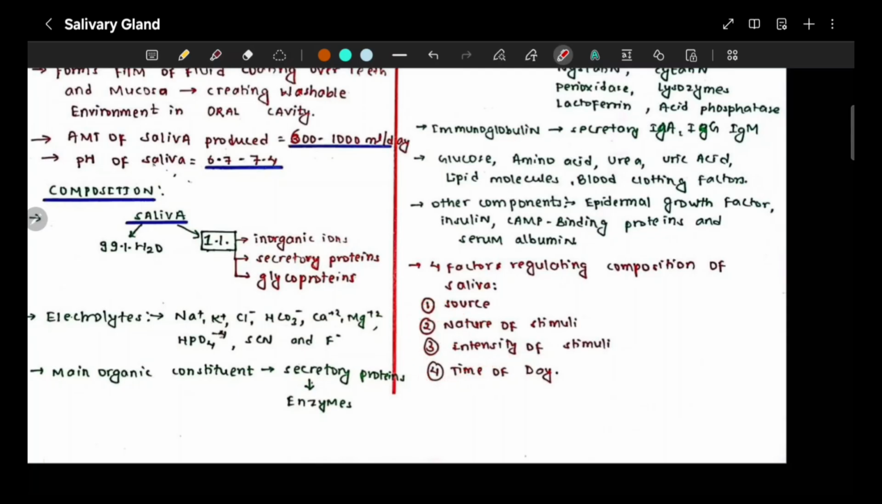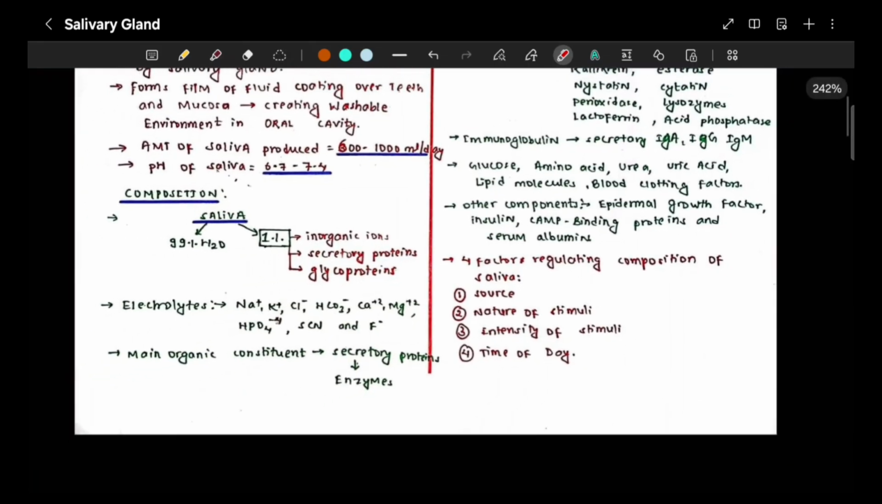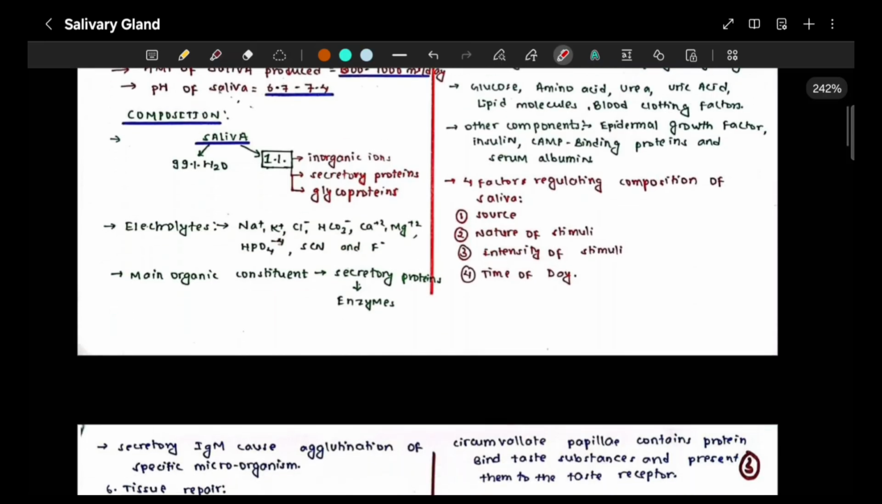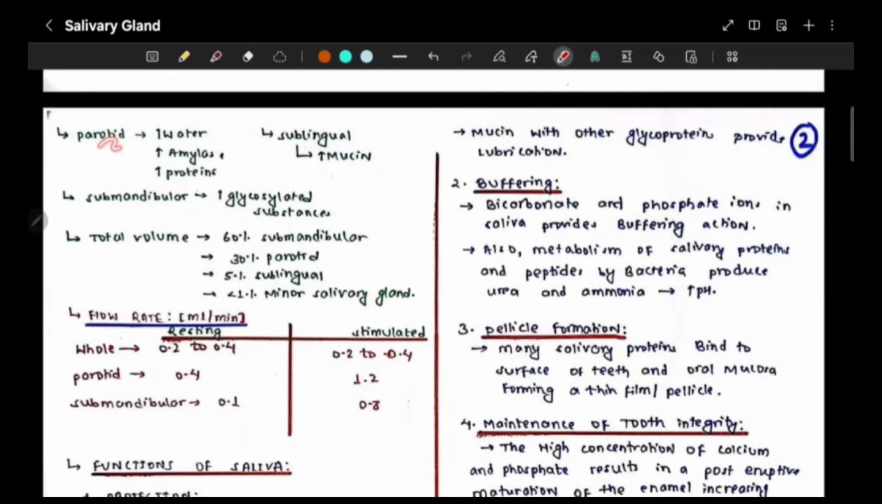Other factors affecting the composition of saliva are differential gland contribution, circadian rhythm, duration of stimulus, and nature of stimulus, and the diet also affects the composition of the saliva. So we have three major salivary glands: the parotid gland, and the sublingual and submandibular glands.